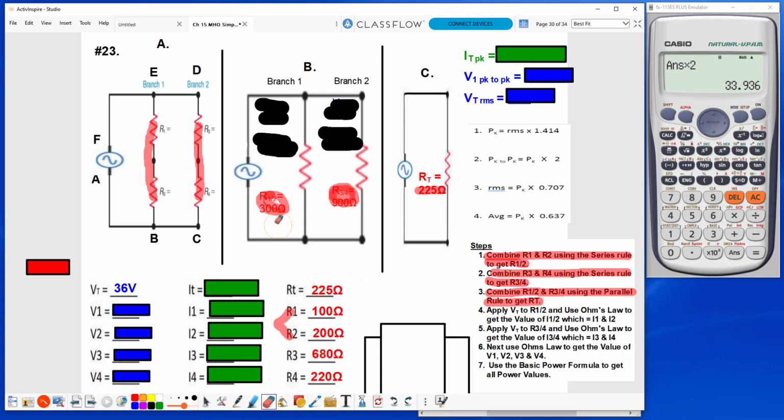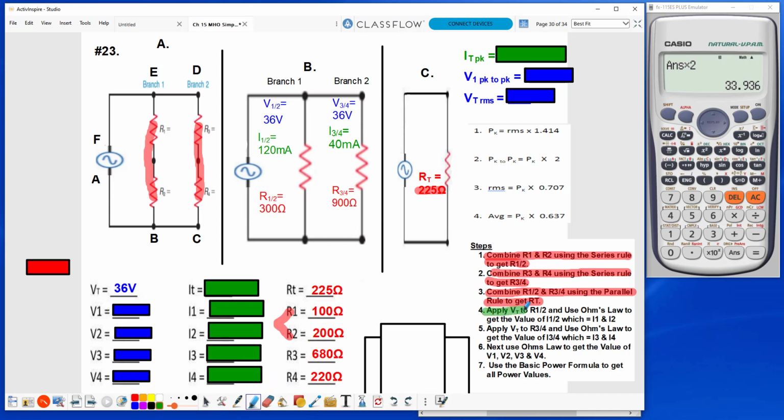Okay, our next step here is to stay focused on drawing B. You're going to apply whatever the VT value is to this resistor and to this resistor. So now we have a V1/2 of 36 volts and a V3/4 of 36 volts. We're going to take that 36 volts, divide it by this 300 ohms, and that's going to give us 120 milliamps. We're going to take this 36 volts, divide it by 900 ohms, and that's going to give us 40 milliamps.